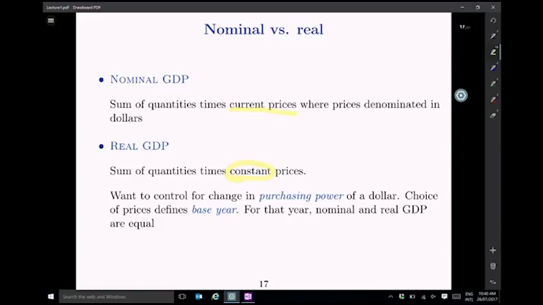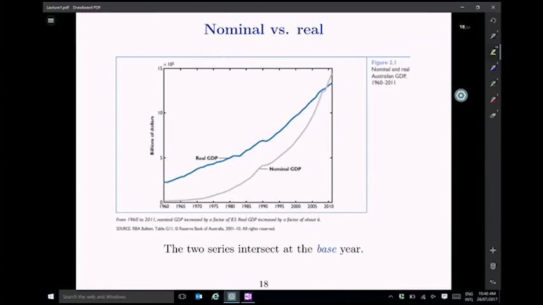Now, to test your understanding of real GDP and nominal GDP, look at this figure here. Here we have the Australian nominal GDP and real GDP from 1960 all the way to 2010. This blue one gives you the real GDP and gray one gives you nominal GDP. Vertical axis is billions of dollars. It's measured in dollars. Now, can you tell me which year is the base year when we calculate real GDP here? Can you tell?